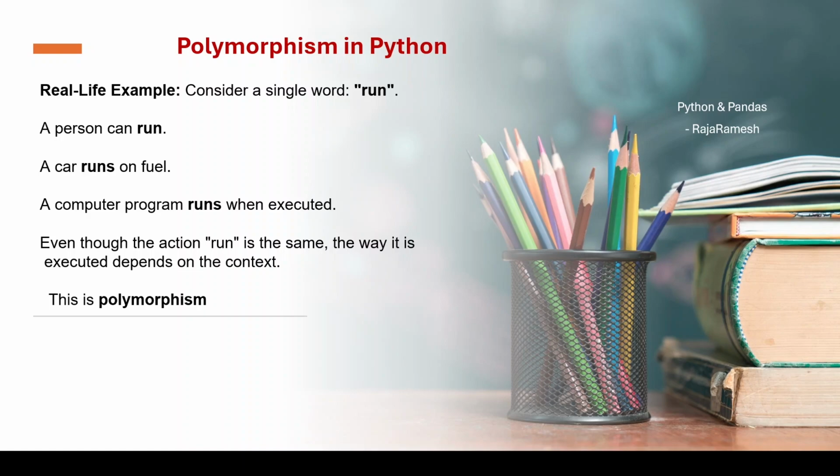Let us see some real life examples to understand polymorphism better. Consider there is a single word, run, and we will be considering this as a function or method. When we are talking about a person, we say a person can run. When we talk about run with a car, a car runs on fuel. And when we are talking about a computer program, then we say that a computer program runs when it is executed. So even though the action run is the same, the way it is executed depends on the context. So this is polymorphism.